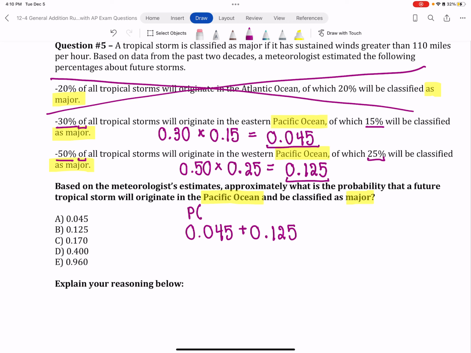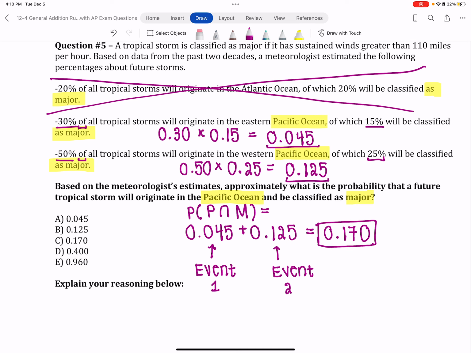So this is the probability that it's going to be classified as Pacific Ocean and be classified as a major. And there are 2 events happening, right? We can say that this is event 1 and this is event 2. When we add those 2 up, we end up getting 0.170, which is option C.